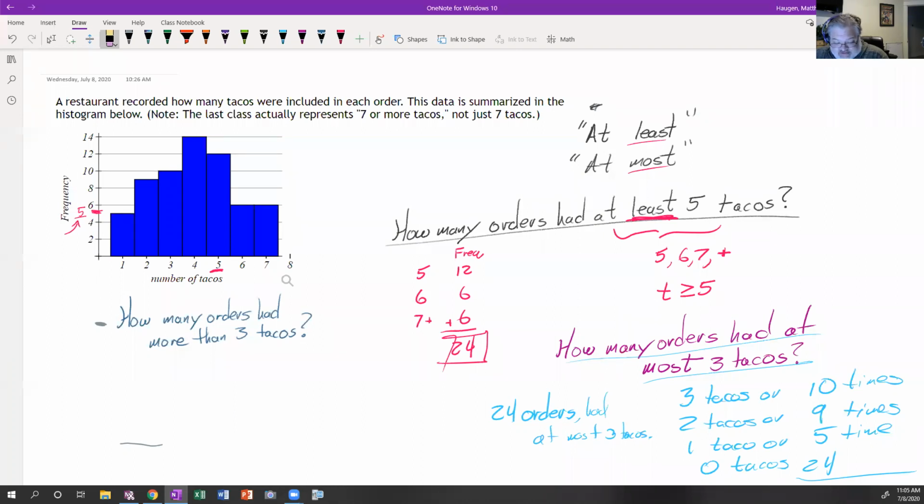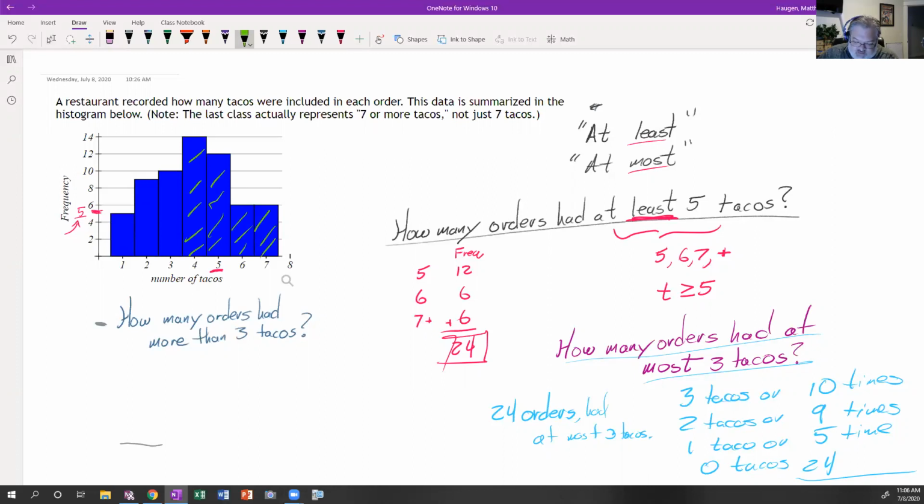So more than 3 tacos. Do we include the 3? Do we include that one? Some big, powerful, emphatic head shakes. Good. More than 3 means we need to be something more than 3. So the 4, the 5, the 6, the 7 plus.